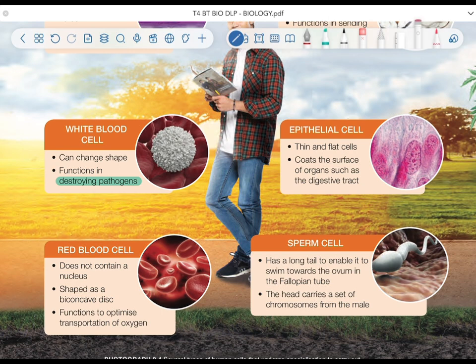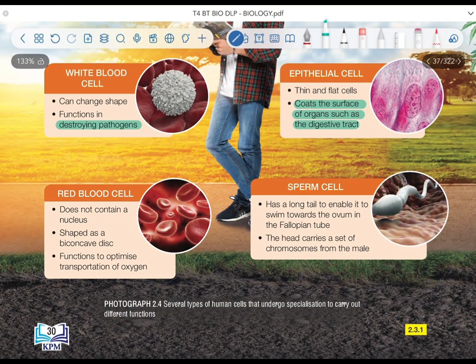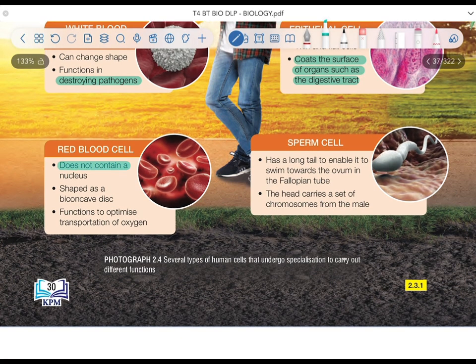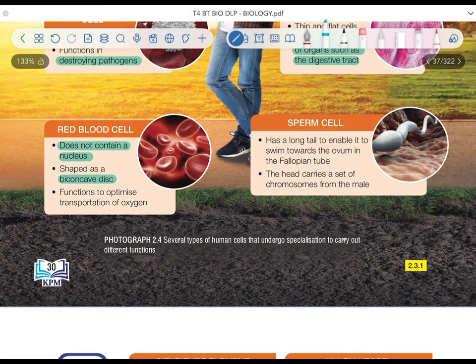Next, the epithelial cell. The epithelial cell is a thin and flat cell. Actually, your skin, your hand, or even your face is made up of epithelial cells, and it coats the surface of organs such as the digestive tract. Next, the red blood cell. I believe this is very common to you also. It does not contain a nucleus, and it is a biconcave disc shape, and it functions to optimize the transportation of oxygen to the body cells to carry out cellular respiration.